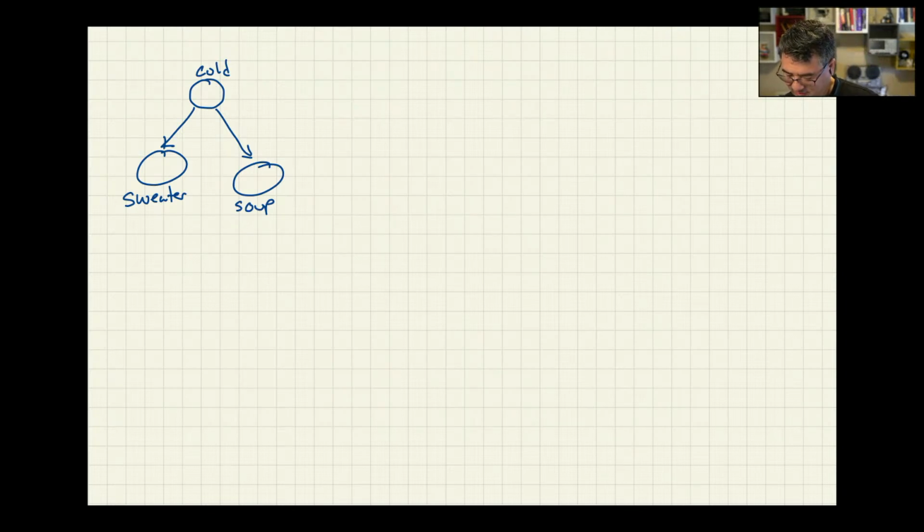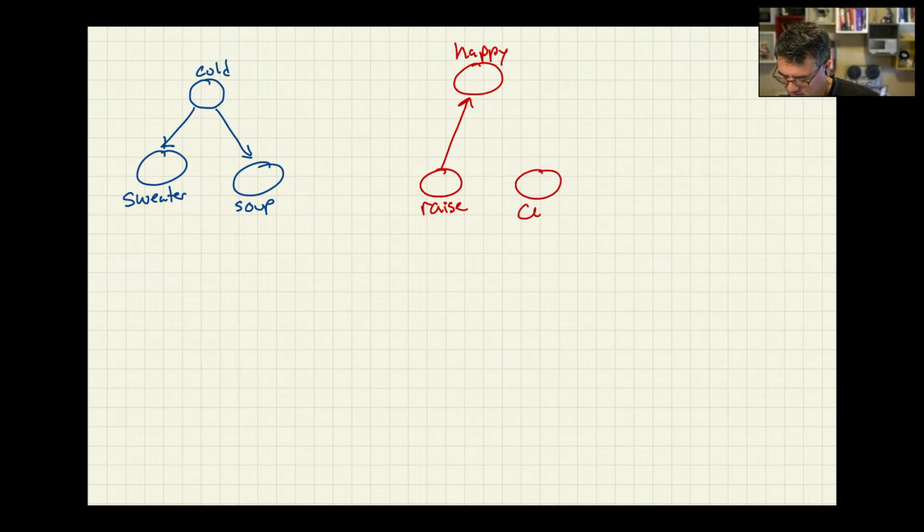And I can even reverse the diagram. Like, if I get a raise, let's say, that causes me to be happy. And if I'm eating a cookie, that also causes me to be happy. Okay, so I can calculate things like, if I know the probability of me getting a raise, what's the probability I'm also going to be happy? And I can calculate if I'm eating a cookie, what's the probability I'm going to be happy?